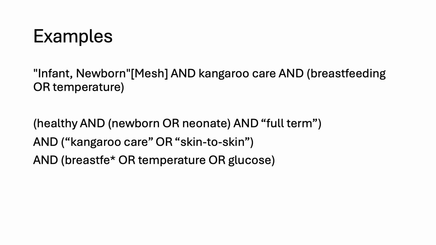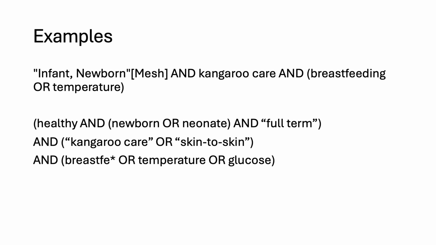We're ready now for some examples of search strings that we've put together. For a caveat here, these are not perfect examples. There's a lot for and against each one of these, and there are lots and lots of other ways to put them together. But for the first one we're using the MeSH term for infant, newborn, and kangaroo care, and breastfeeding or temperature. So here with our PICO question, we have the population, we have the intervention, and we have a potential 2 outcomes. This is one that I would use in PubMed potentially because it uses the MeSH term.